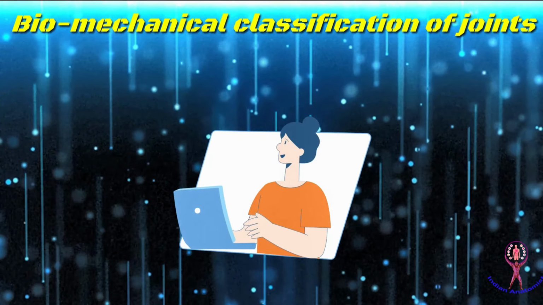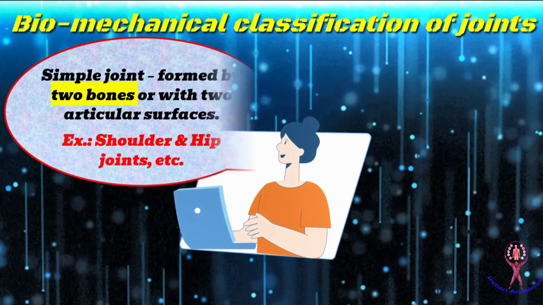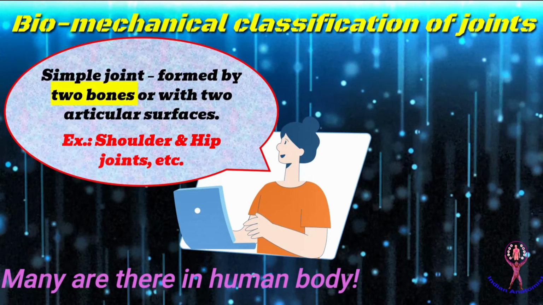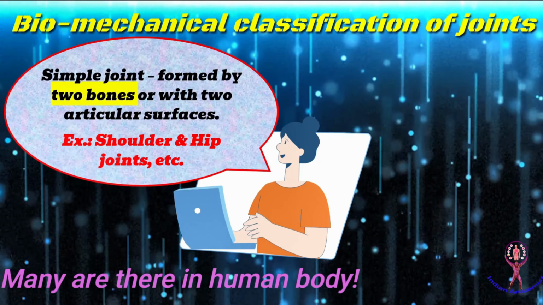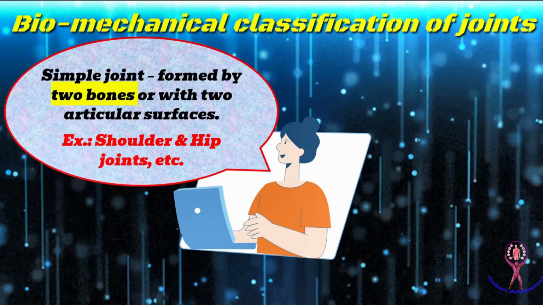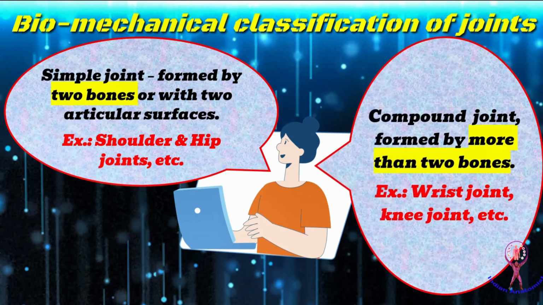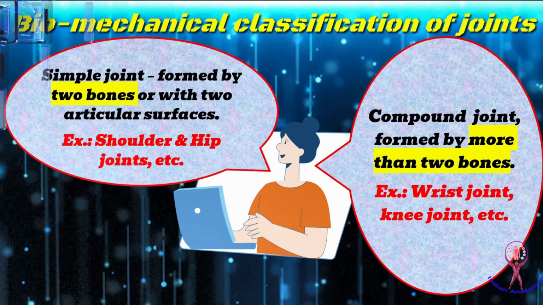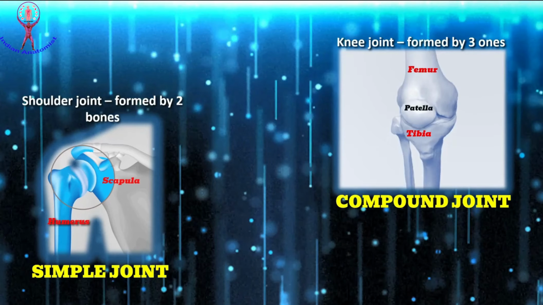Final and third variety of joint type is biomechanical joint. In this type, joints are classified into 2. 1. Simple joint, formed by two bones, or with two articular surfaces, and the examples are shoulder joint, hip joint, etc. Number 2 is compound joint, means formed by more than two bones. Examples are wrist joint, knee joint, etc. Here are the examples of simple joints and compound joints.